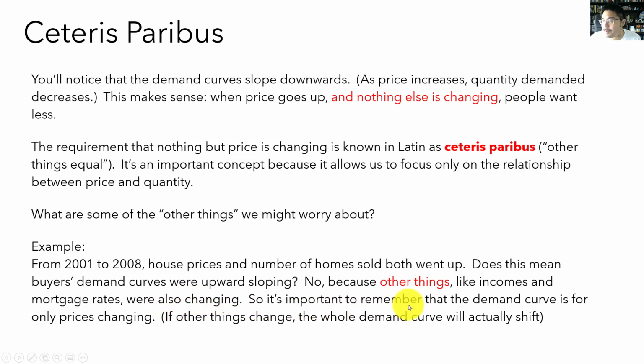And so those things were actually pushing up price and quantity at the same time. And so it's important to remember that when we're talking about demand curves, the demand curve is really holding those other things constant, and it's just showing when price but nothing else changes. If the other things are changing, what actually happens is that the entire demand curve is going to shift, and we're going to talk about that in the next lecture.